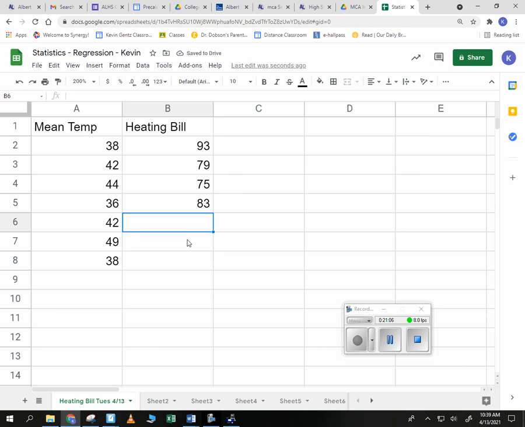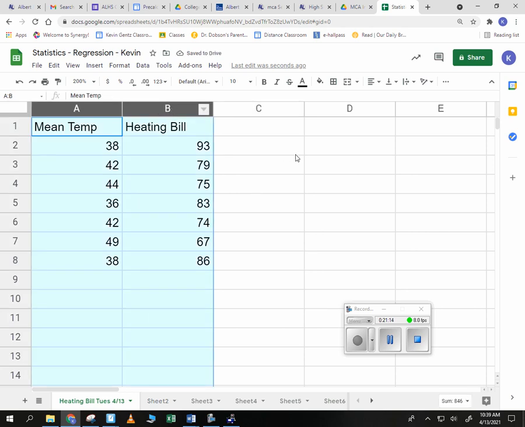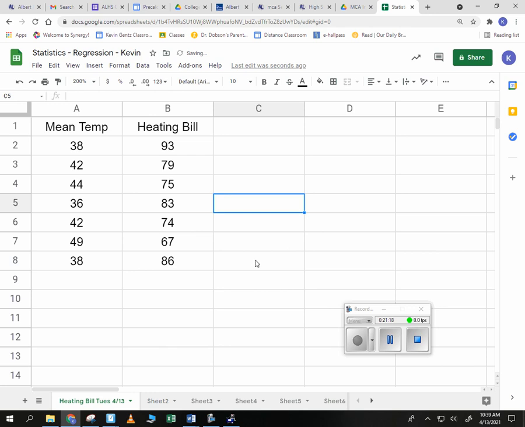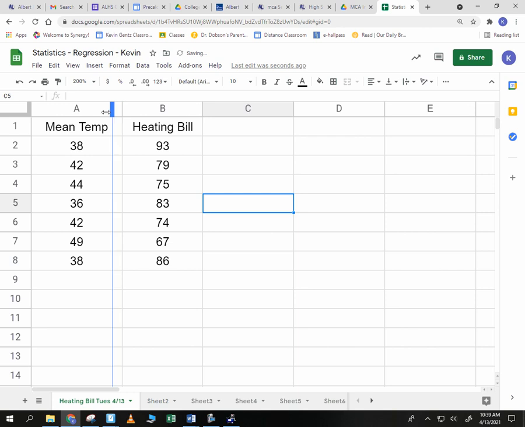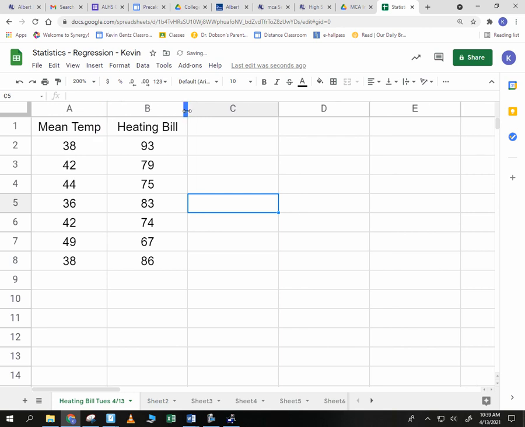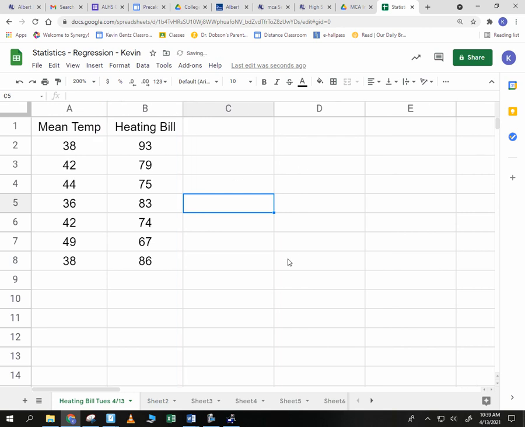E3, 74, 67, and 86. If you don't like the way those are situated, if you want to center them or something like that, you sure can. Not needed, but something I like to make my data a little bit smaller and bring it together. So that's my data.